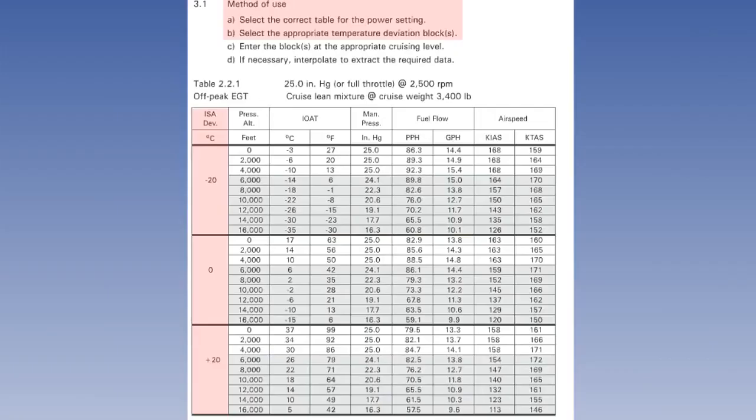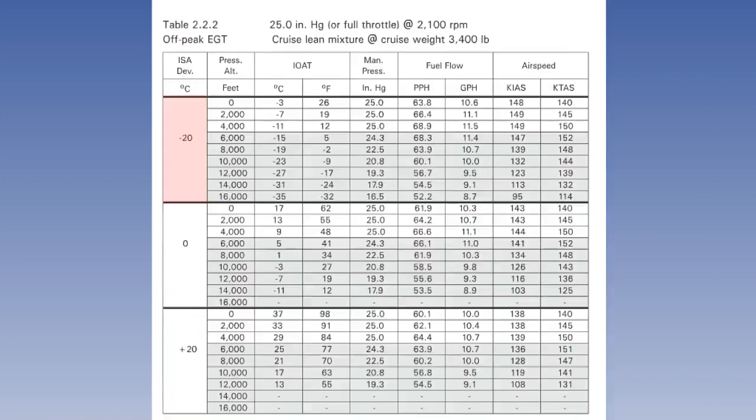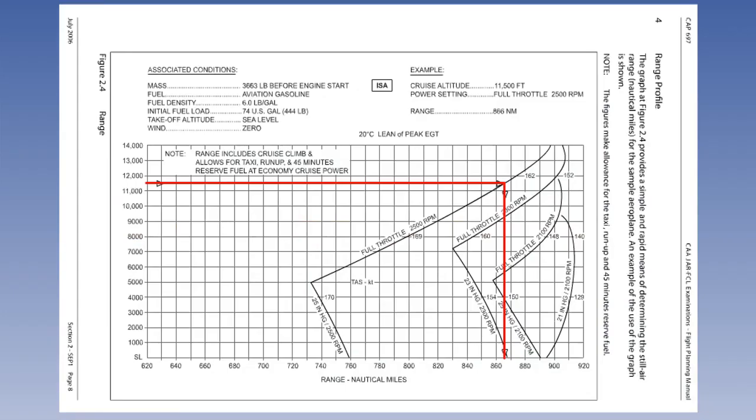For the cruise tables, ensure that you are using the one for the right power setting. Interpolate for temperature only if the ISA deviation is exactly plus or minus 10. Otherwise, take the nearest. But interpolate accurately for altitude. The use of the range graph is straightforward. But again, make sure that you are using the right power setting.